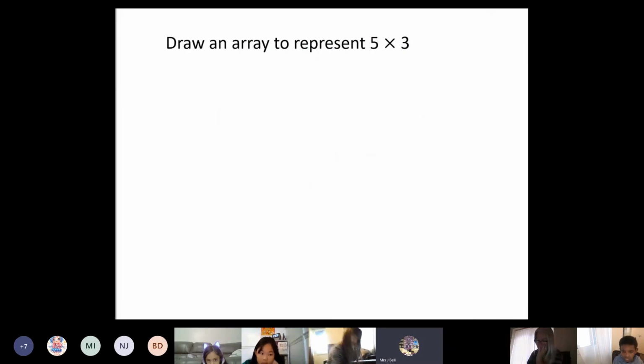I'd like you to draw an array to represent 5 multiplied by 3. In your book, can you draw an array that represents 5 multiplied by 3?